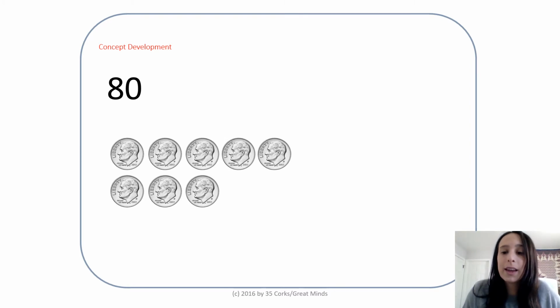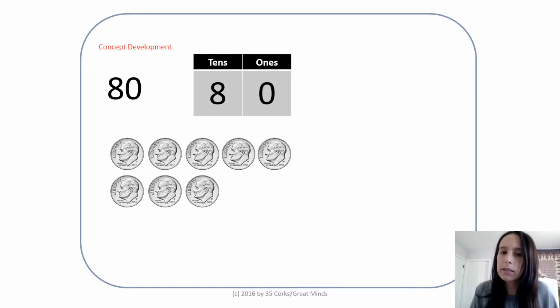We would need 8 dimes. How many tens are in the number 80? Well, if a dime is 10 and we needed 8 dimes, how many tens are in the number 80? 8 tens. So I have my place value chart, I have my coins to represent the number 80. We're going to do a couple more of these, just like this.